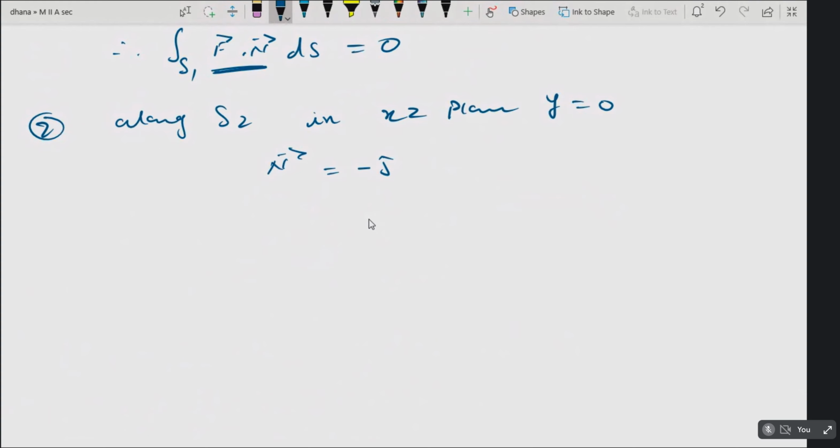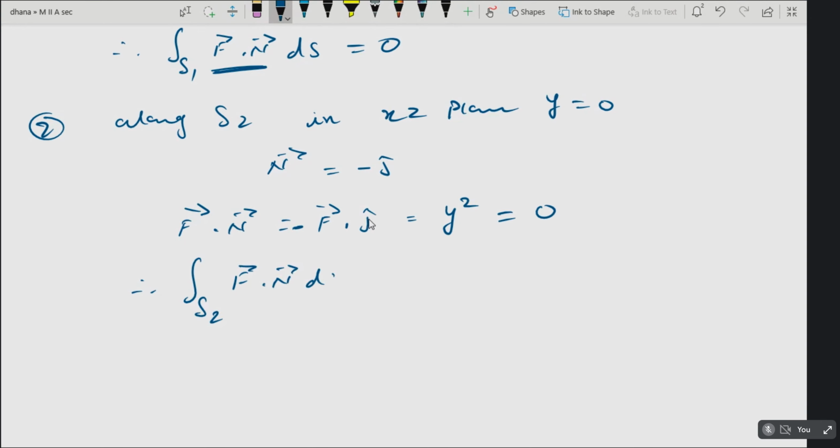j bar. Now again I need to calculate f bar dot n bar, so calculate and tell me f bar dot minus j bar. Y square, how much? Y square, y is 0, so this value will be 0. So therefore again, along S2, your f bar dot n bar ds value is again 0.